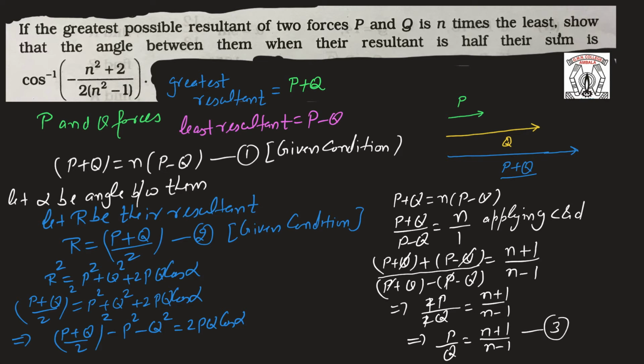So we have to make use of this equation, P by Q is equal to n plus 1 by n minus 1, in this equation. But here how can it be possible? So we will take Q out from here and Q square from here. So see what happens.